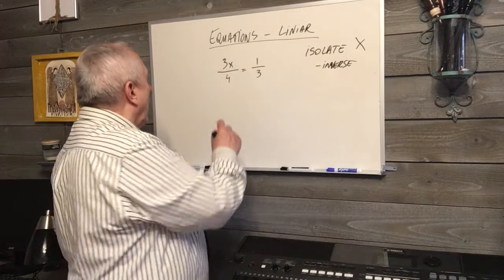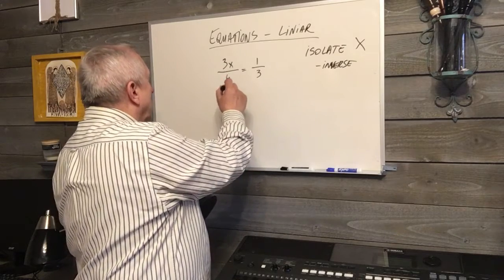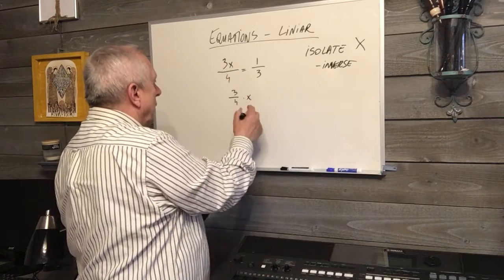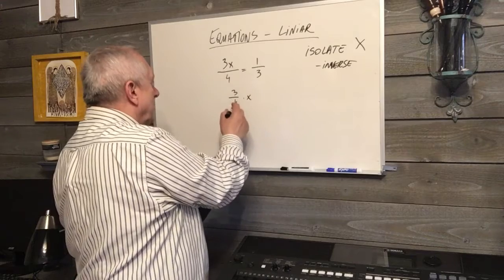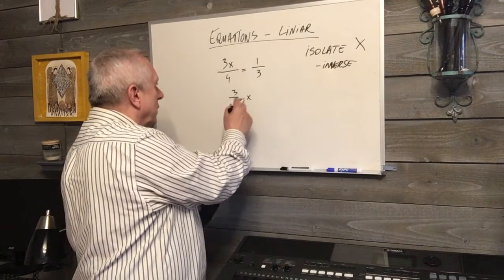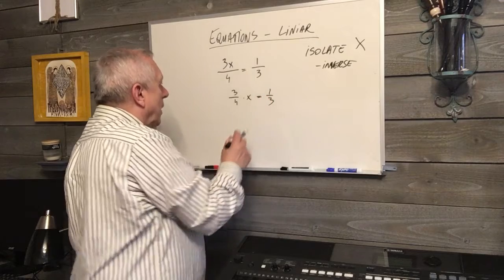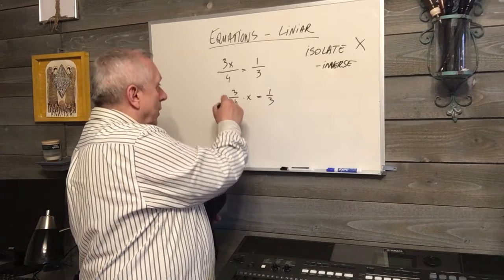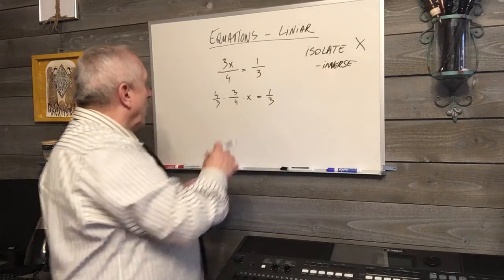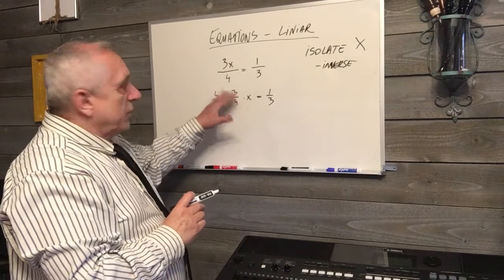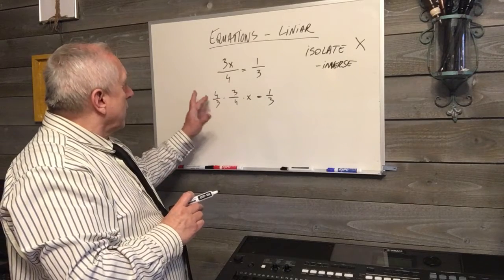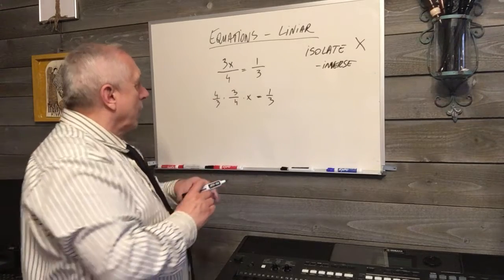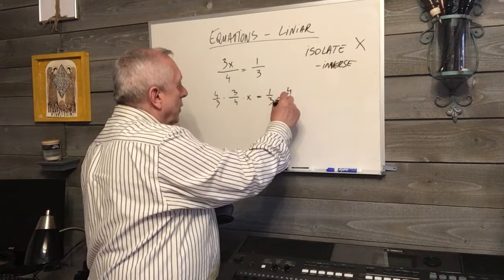How can we make sure x is separated from the other numbers? First of all, you can write this as 3 over 4 times x, basically. 3 times x over 4 is the same thing as 3 over 4 times x equals 1 over 3. One trick here is to multiply on both sides with the reciprocal of this one, 4 over 3. Why? Because when you multiply a fraction by its reciprocal, you get a 1. 4 times 3 is 12, 3 times 4 is 12, so it's 12 over 12, that will become 1. But I have to multiply here the same way with 4 over 3.